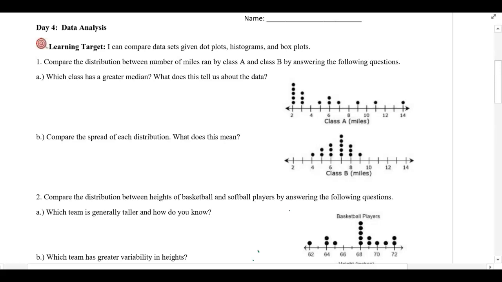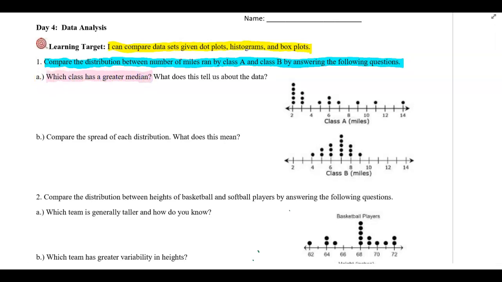Good morning, geometry students. Today's learning target is to compare data sets given dot plots, histograms, and box plots. So if we look at problem number 1, we want to compare the distribution between the number of miles ran by Class A and Class B by answering the following questions. Part A, which class has a greater median? And then the second part of that problem, what does that tell you about the data?